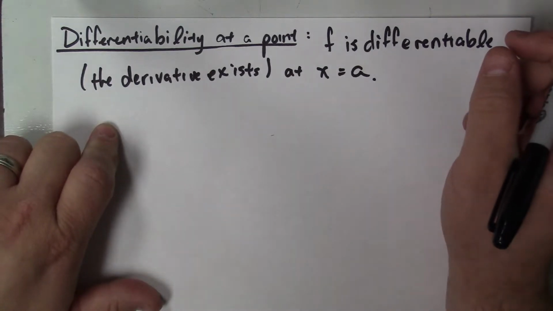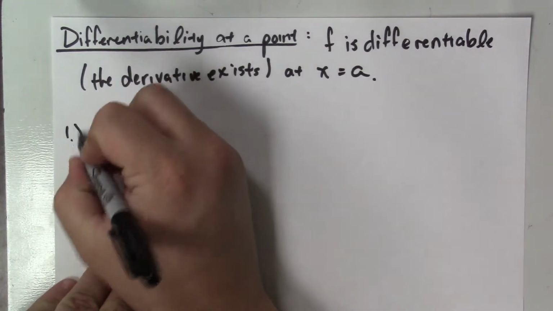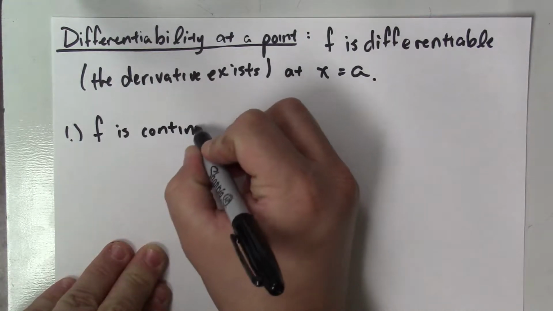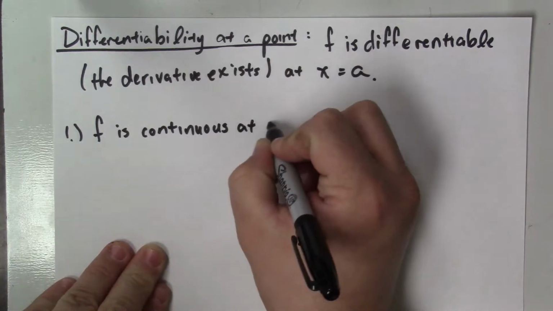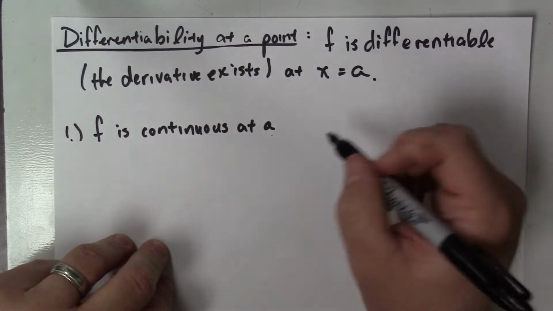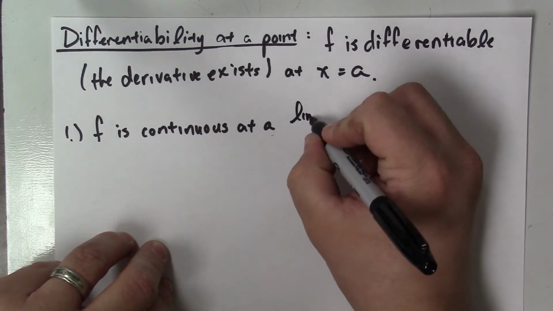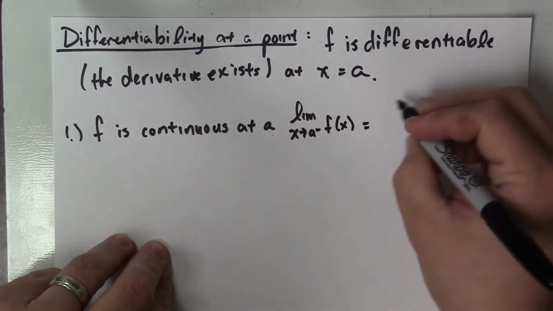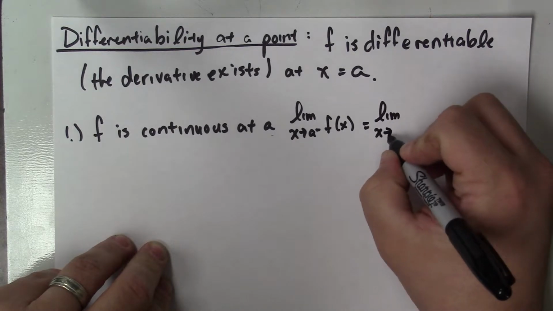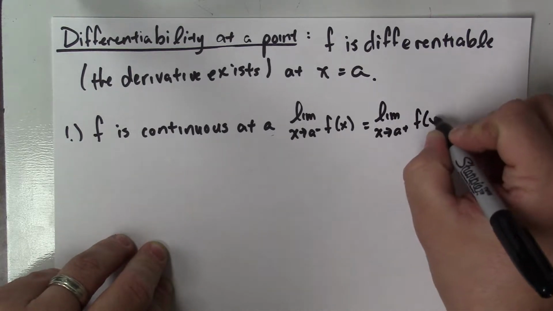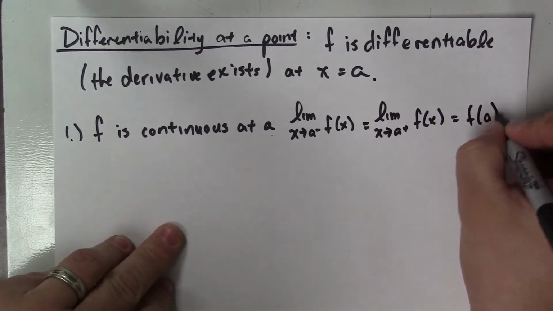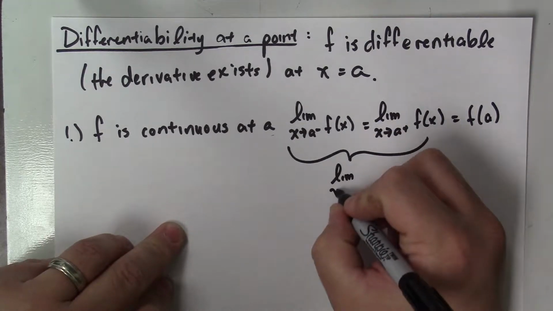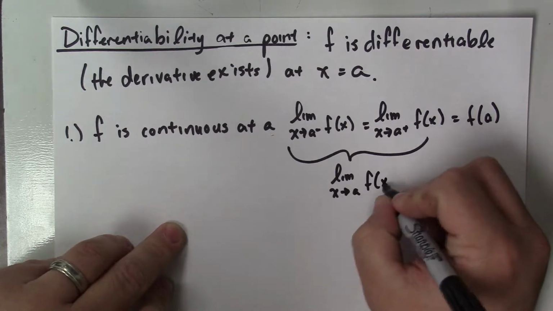There are three critical rules for this. Number one, f is continuous at a. And I really need you to know this definition, but just a quick reminder, that means that the limit as x goes to a from the left is the same as the limit as x goes to a from the right is the function value. And I'm hoping you remember if these two things are true, that means that there actually is a limit as x goes to a.